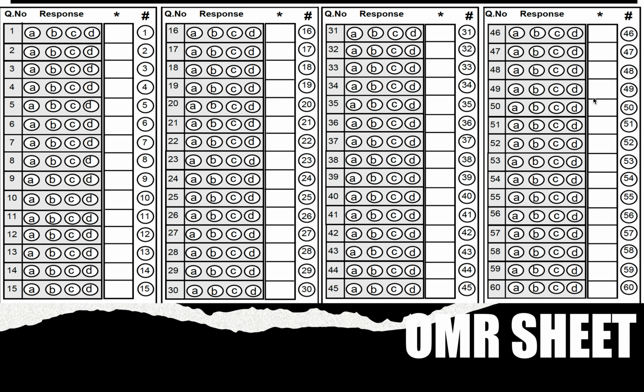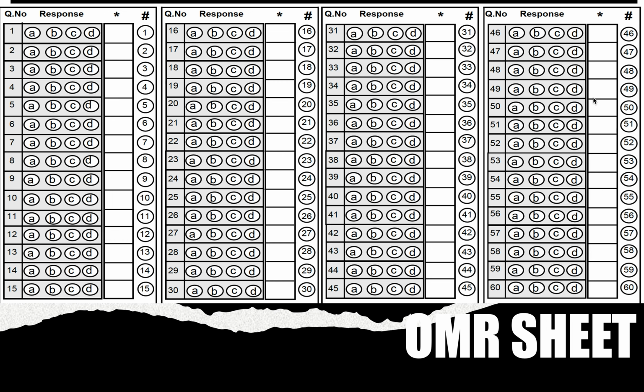See, this is how your CBSE board exams OMR sheet looks like. You have question number, you have response column, you have star column, and you have the hash column. Question number stands for the serial-wise questions which are present in your question paper. Responses are the 4 options which are present in your question paper and you have to mark the most appropriate one. Star column is to just write the final response for the particular question.